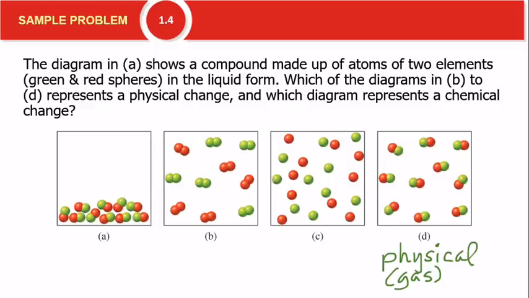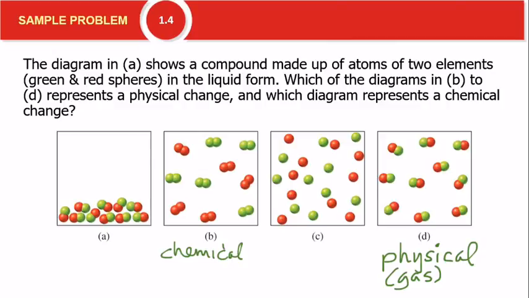A chemical change, the individual particles are changing. So here we had little diatomic molecules of one red, one green. What do we have here? We have two reds or two greens. Is that a change in the particles? Yeah. Is that a chemical change? Yeah, that's a chemical change.